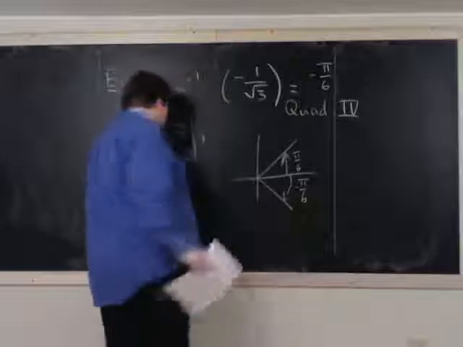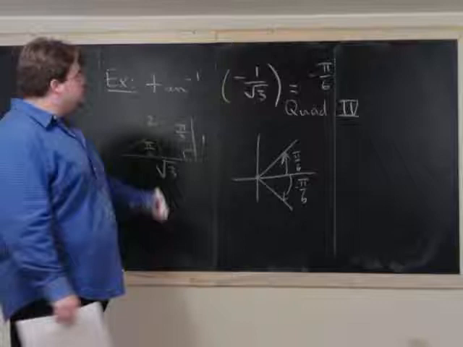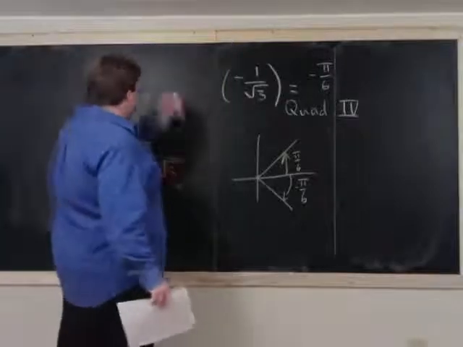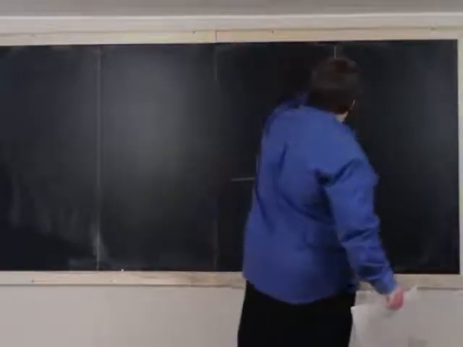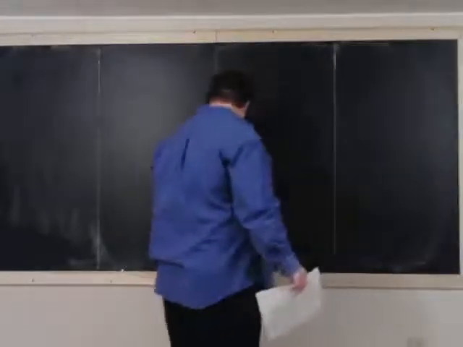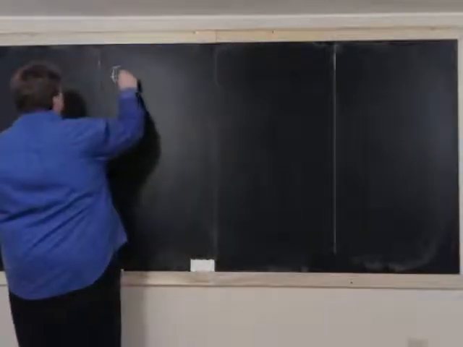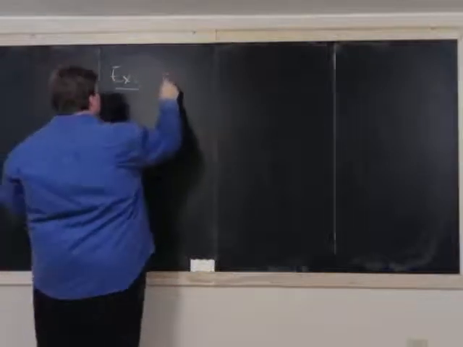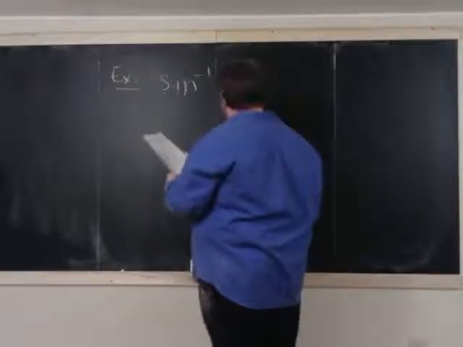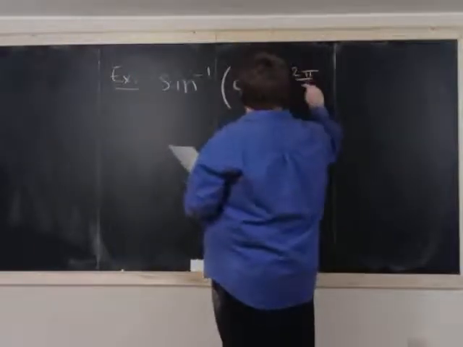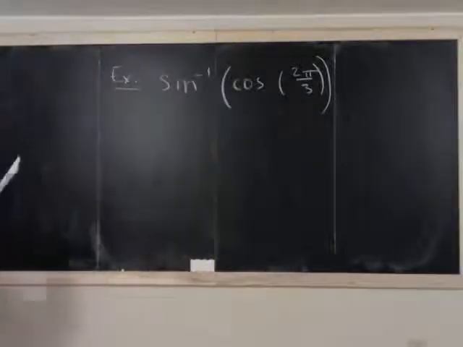Now, with these inverse trig functions, you can actually combine regular trig functions and inverse trig functions in these computations. So let's look at one example of this. Let's see how this example goes. Example: inverse sine of cosine of 2 pi over 3. So we want inverse sine of cosine of 2 pi over 3.